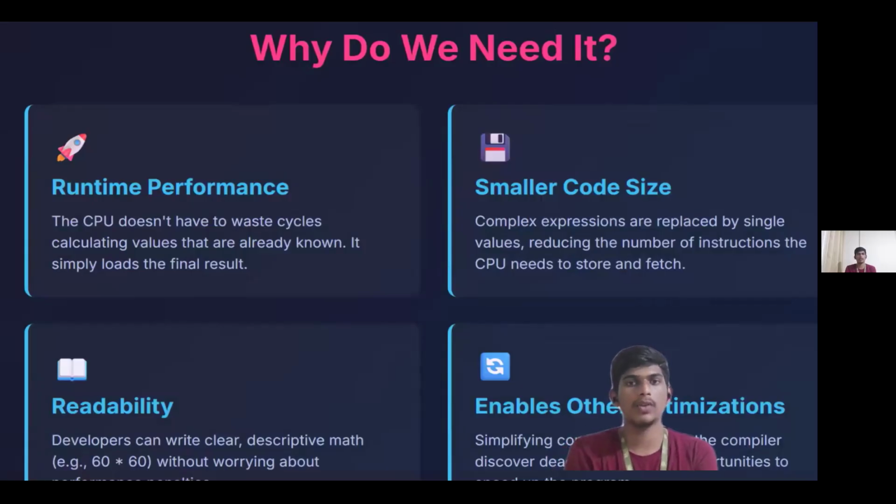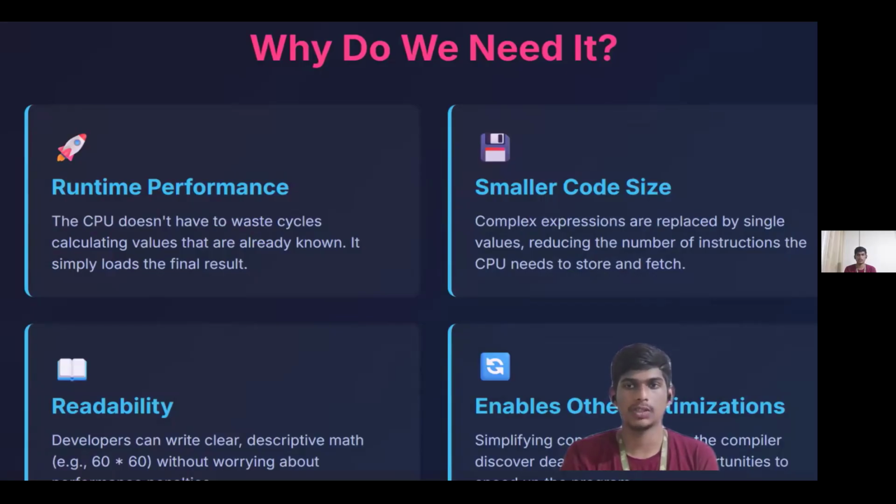And also, why do we need it? For example, runtime performance. If we use constant folding, there would be better runtime performance, so that the CPU does not waste any time computing the result. It spends time only on necessary things. So the CPU does not have to use any cycles calculating the values that are already known to it. It simply loads the final result.